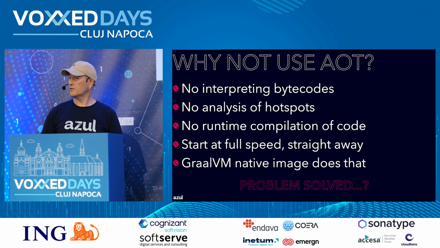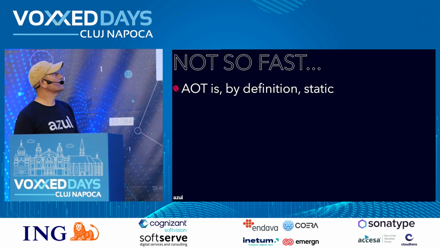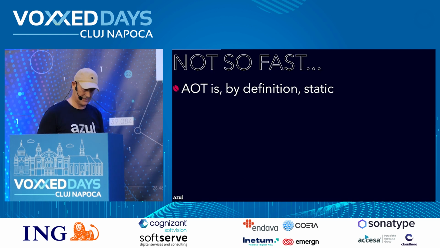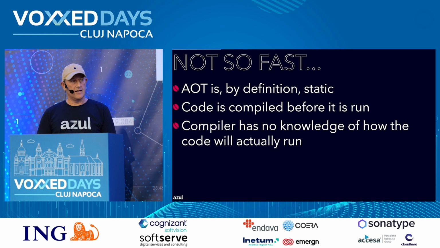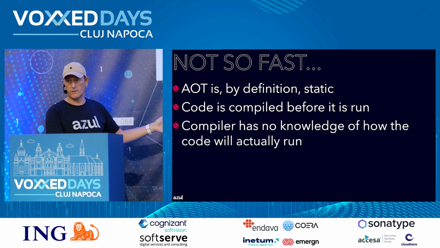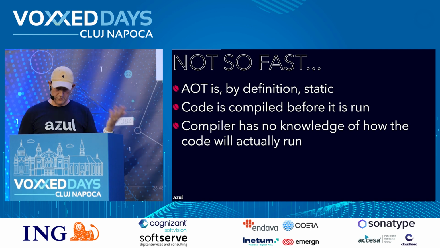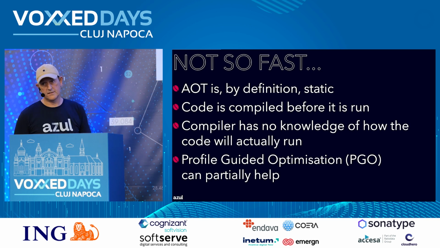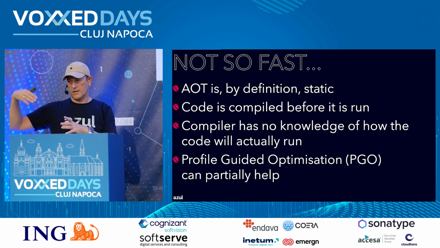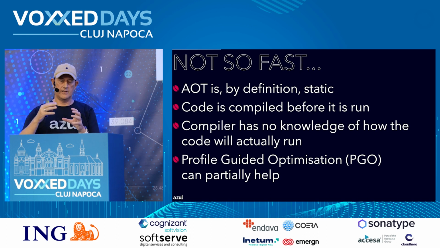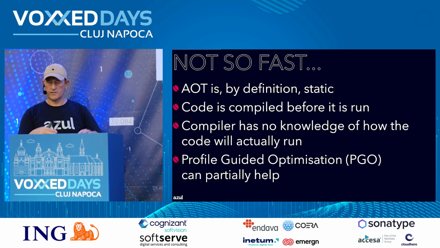So problem solved, right? Well, not so fast, because AOT by definition is static. That means the code is compiled before it is run, and the compiler has no knowledge of how the code will actually run later on. There are ways to improve that, called profile-guided optimization. In the case of GraalVM, they also have a JIT. So they run the code once with a JIT and create a profile, and then they apply this profile when they create the native image. With this, you can reach higher performance in the end.